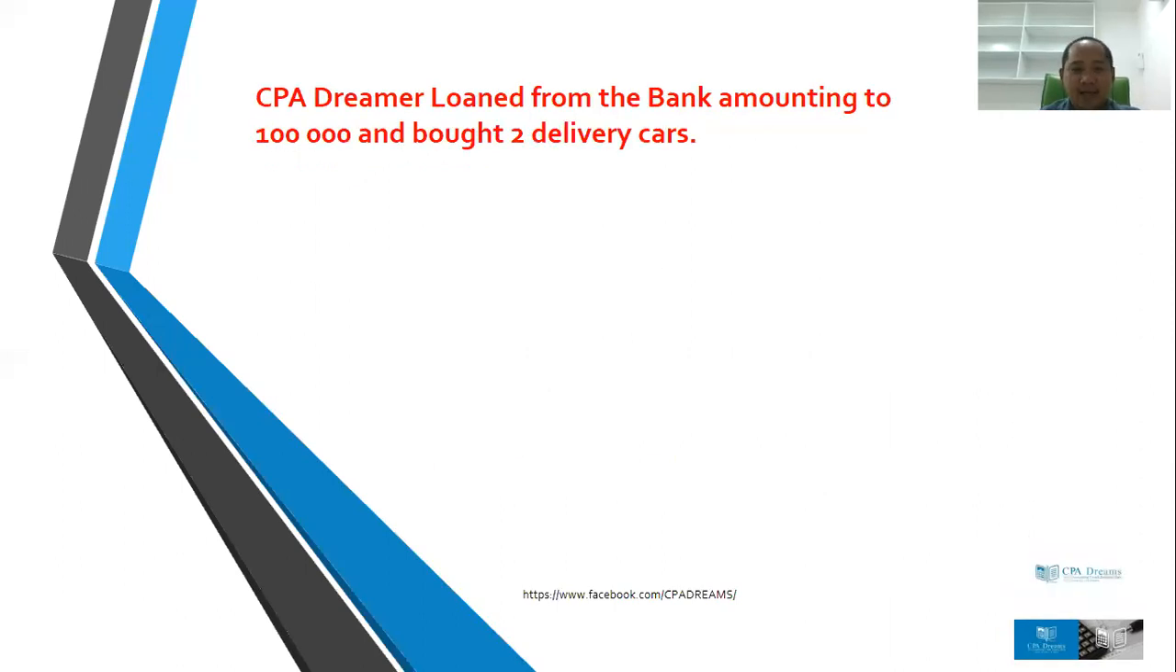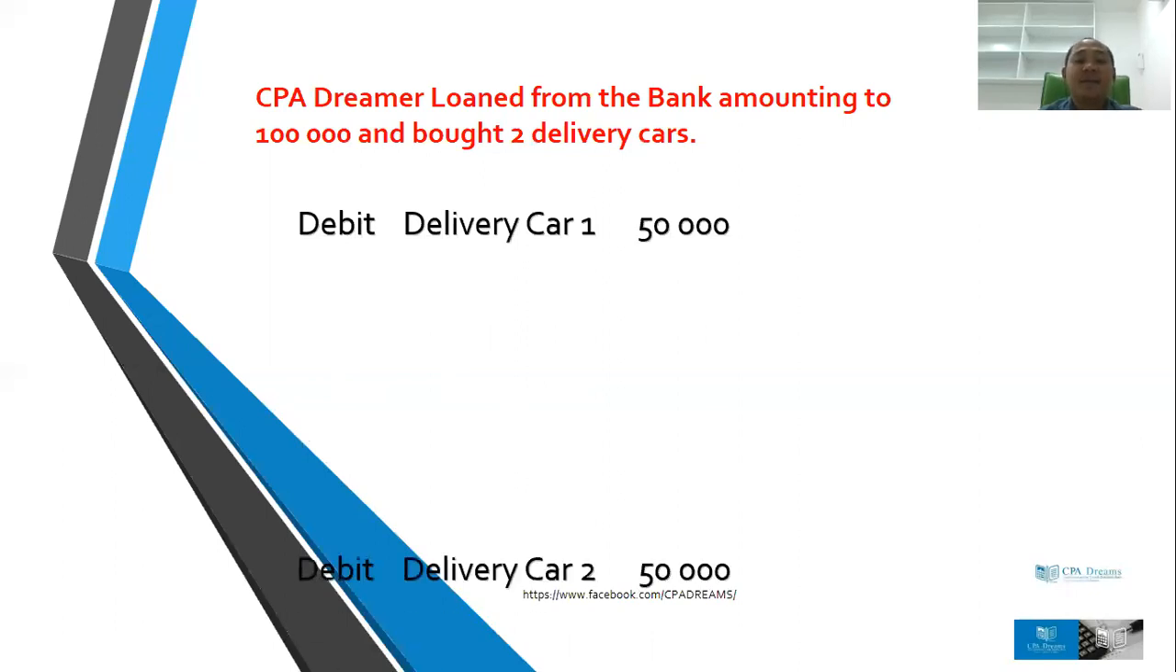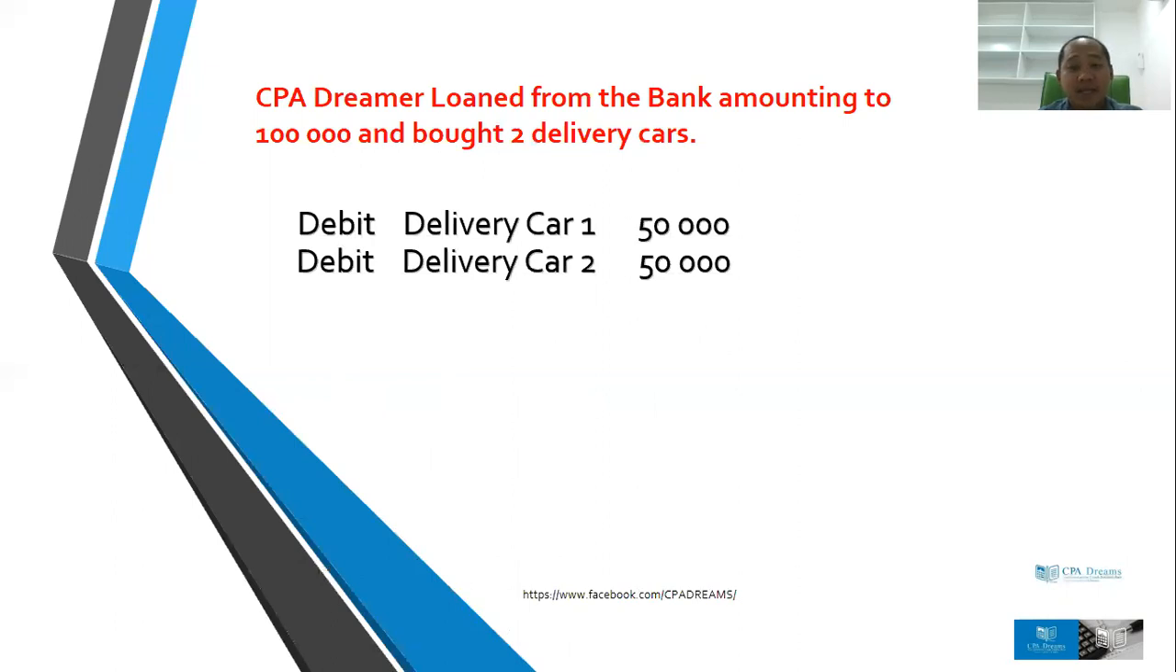Now, second transaction, CPA Dreamer loans from the bank amounting to 100,000 and bought 2 delivery cars. So what will be the entries? Debit delivery car 1, 50,000. Debit delivery car 2, 50,000. Or you can make it one entry, delivery car 1 and 2, 100,000. Credit, loans payable, 100,000. This is the loan borrowed from the bank. So credit, loans payable, 100,000.